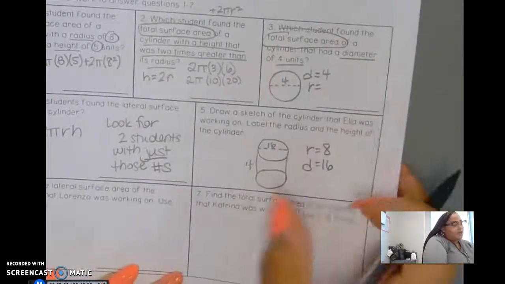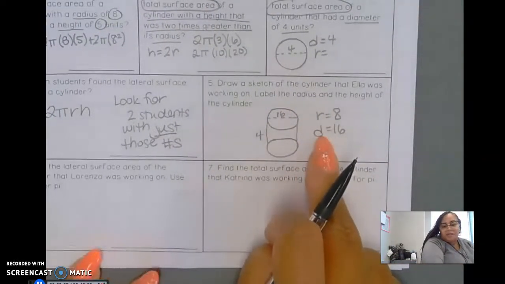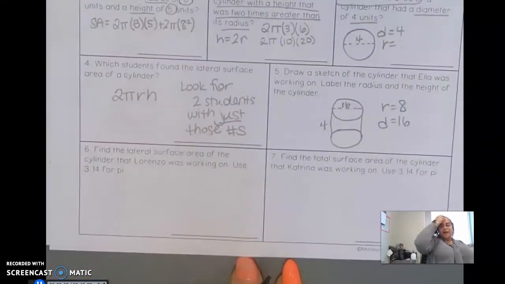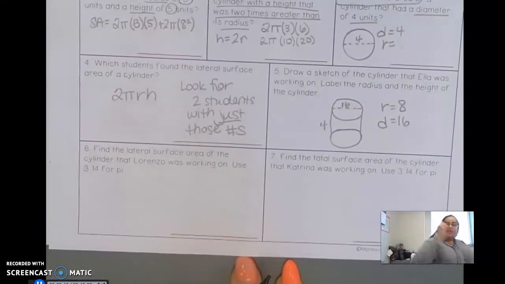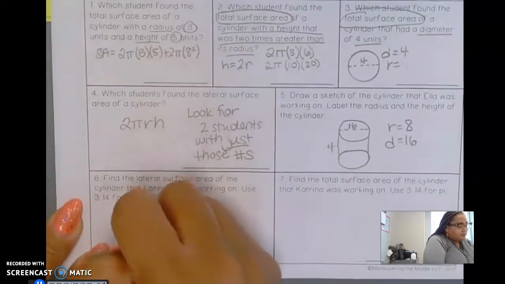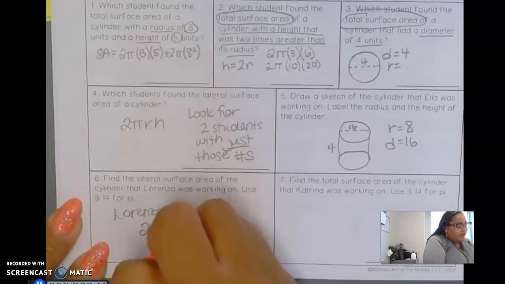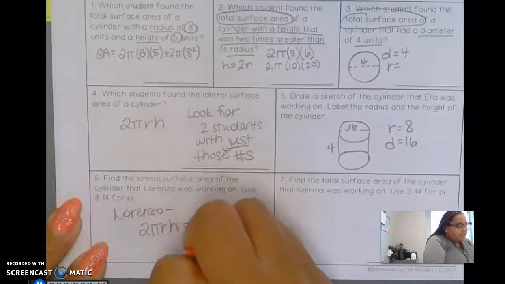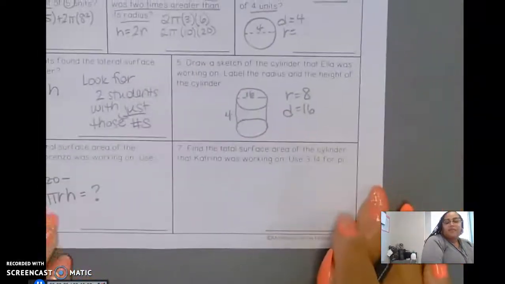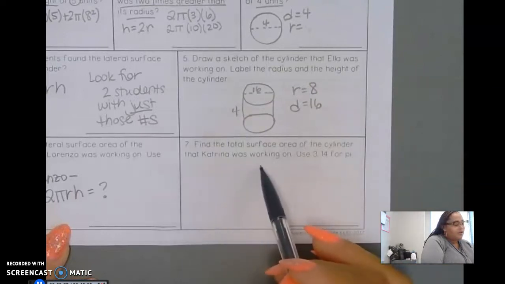Okay. Double check this question in Skyward. This might have given you the answer. Lucky ducky. All right, number 6. Find the lateral surface area of the cylinder that Lorenzo was working on. So go to Lorenzo, and you're just going to calculate his 2 pi r h. What does his equal? And then for number 7, find the total surface area of the cylinder that Katrina was working on.